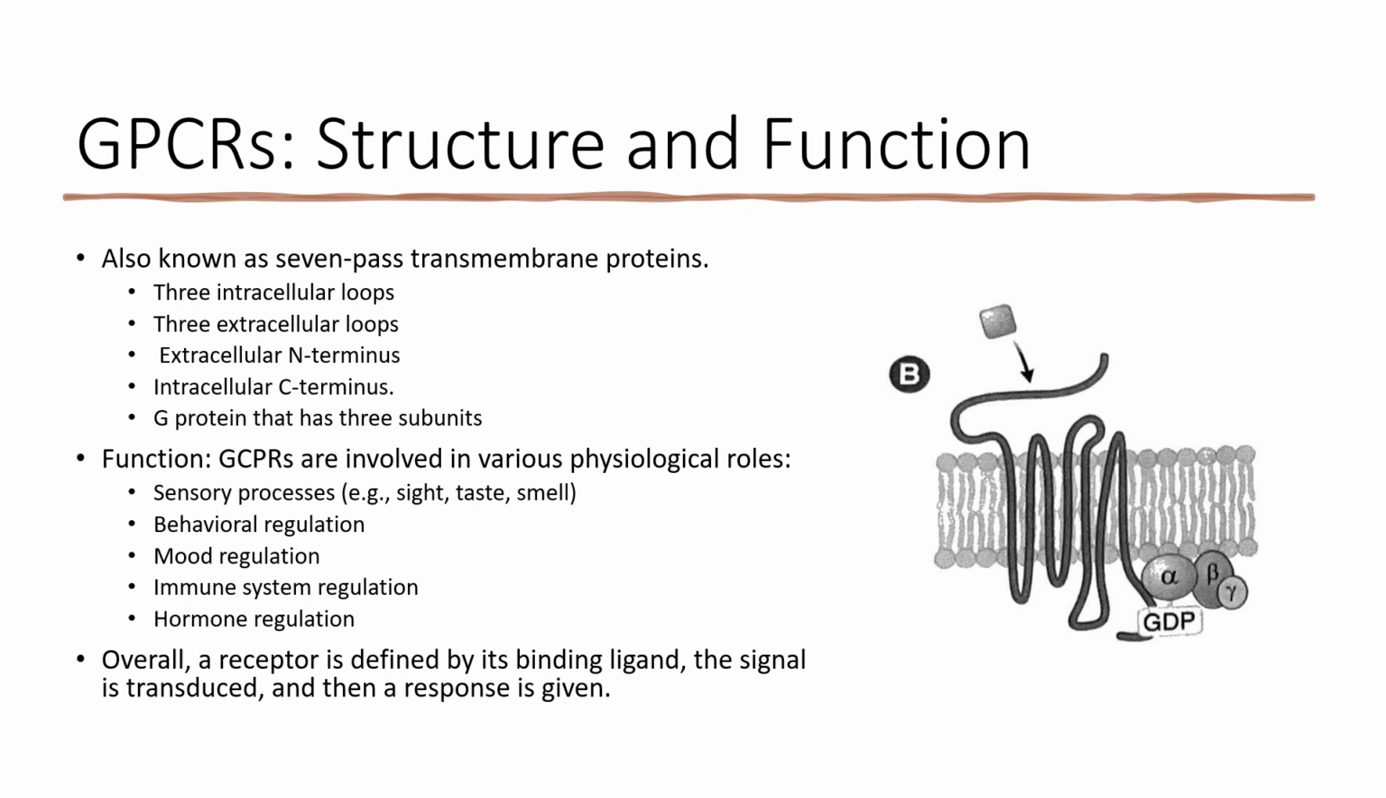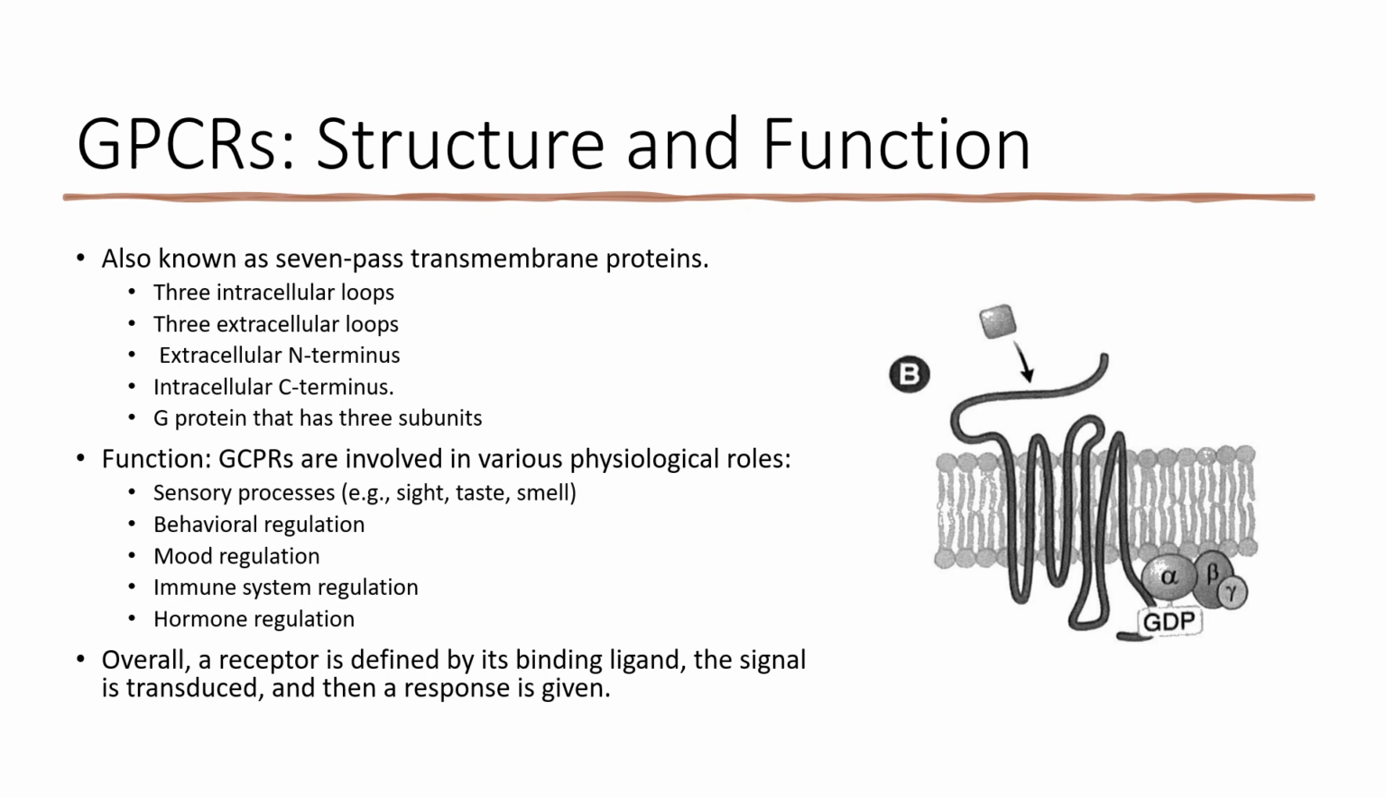And then there are 7 membrane-spanning loops where 3 are intracellular and 3 are extracellular. Now, onto the function of GPCRs. They are the most common receptor because they are involved in various physiological roles, such as sight, taste, smell, behavior, mood regulation, and immune system regulation.